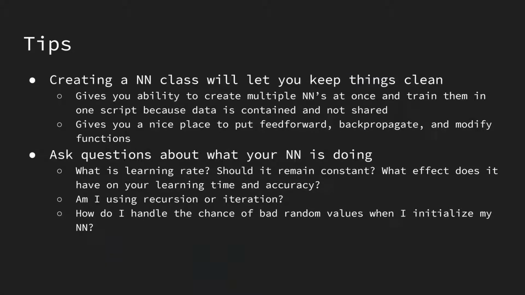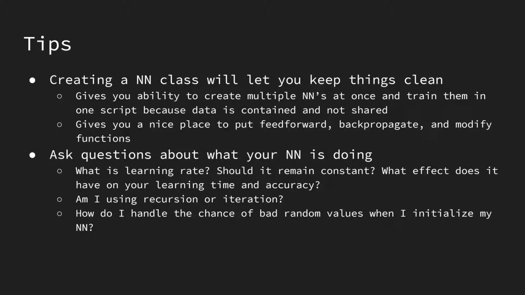So my first tip is to create an NN class, because of course it gives you a nice place to put feed forward, back propagate, and modify functions, but it also gives you the ability to have multiple neural networks at once, without worrying about data that they share being modified. If you think about a system without class structure, you could accidentally change a variable that the first neural network needs, and then have it affect the second neural network, if they're both looking for the same variable. So this gives you a very nice self-contained way to keep your neural networks separate, but still allow them to have functions that let them perform.